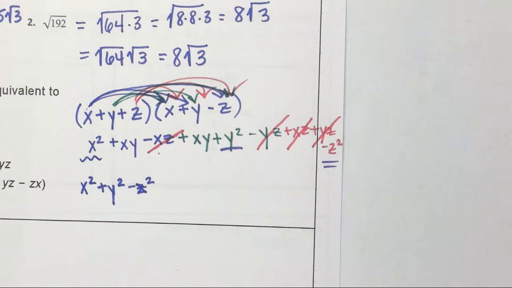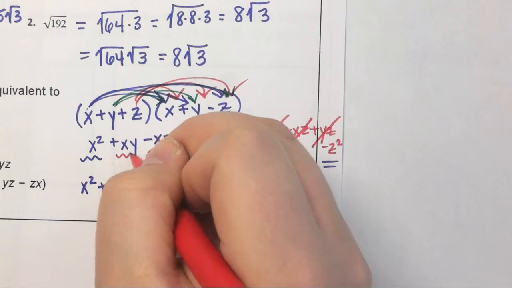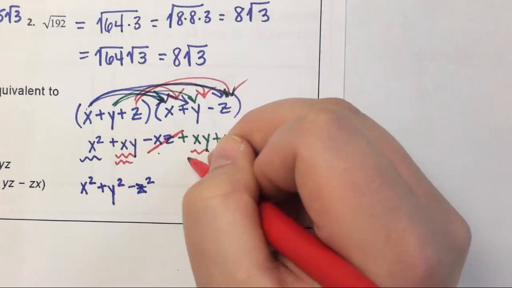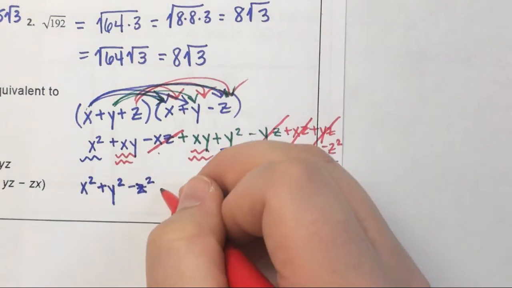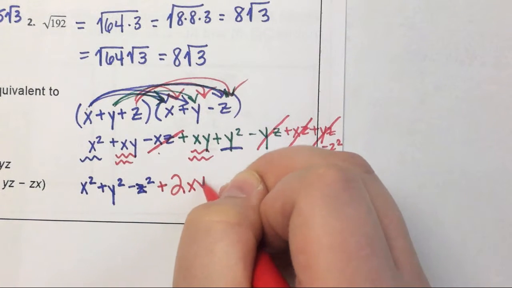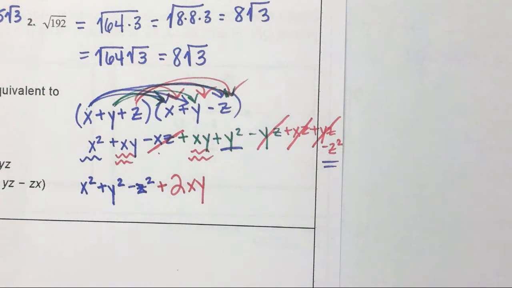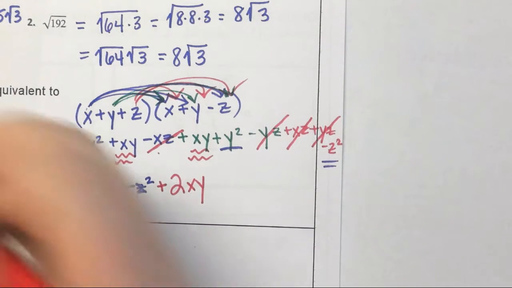So all I see left is xy and an xy. Well, they're both positive, so I get positive 2xy. So my answer is actually B.